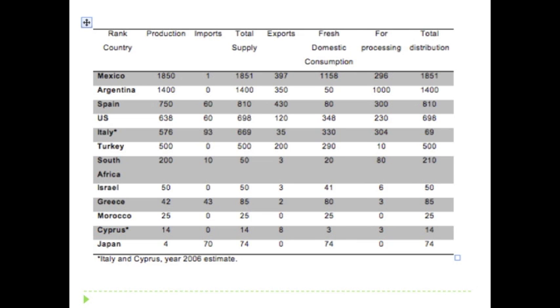This table shows a list of countries ranking in their lemon market trade during the year of 2007. It is scaled 1 to 1,000 tons.